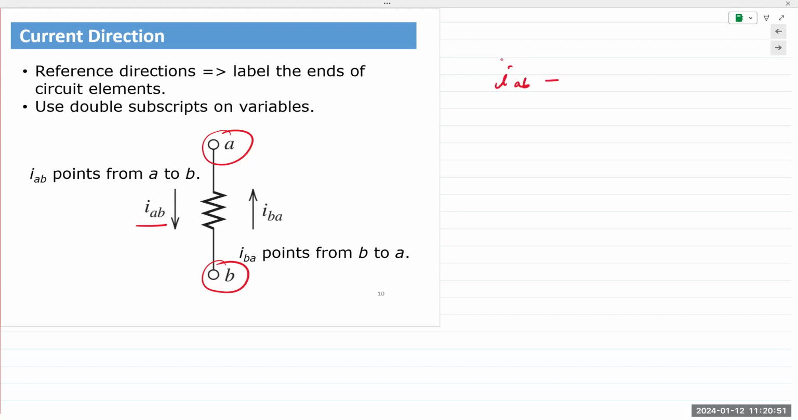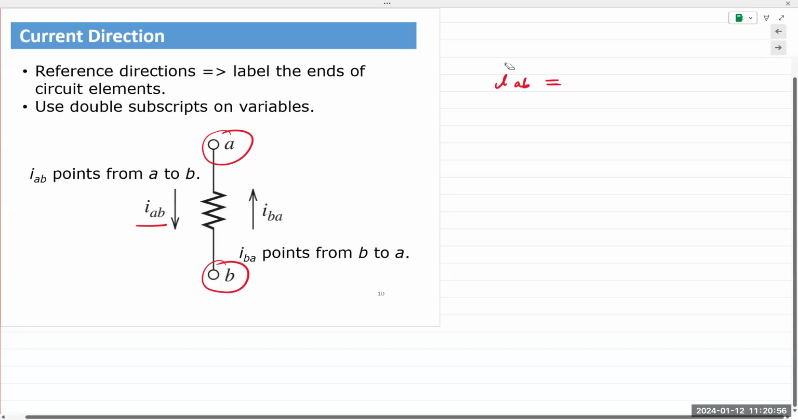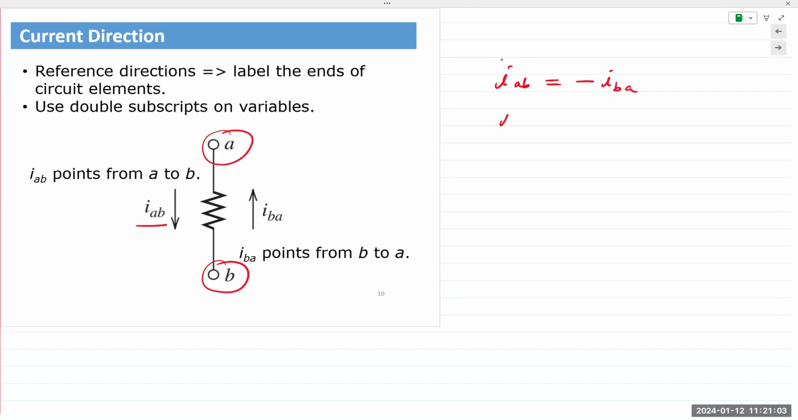They are one and the same thing. So I can simply write mathematically IAB is equal to minus IBA, or IBA is minus IAB. Again, the minus sign is just for us to balance out equations. Otherwise, the equations would never balance out.